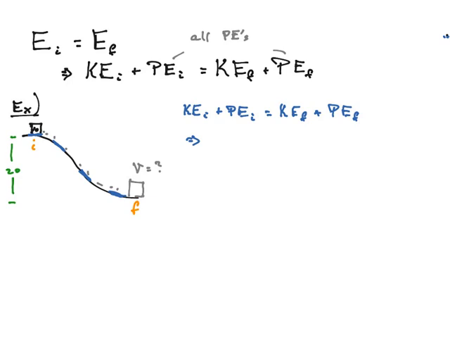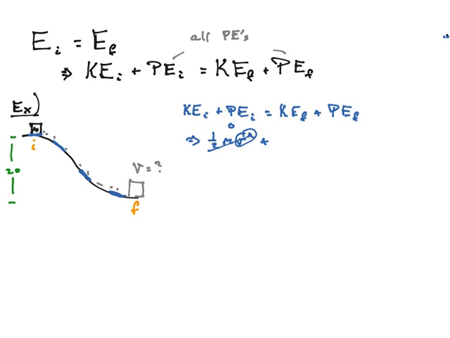So, first question. I'm in the initial state. Am I moving yet? I would say no, of course. I'm just at the top of the hill. I have not started sliding. I'm not being pushed. I'm just sitting there. Okay. So that would tell me 1/2 mv squared, that's kinetic energy initial. My v is just 0, so that goes to 0.